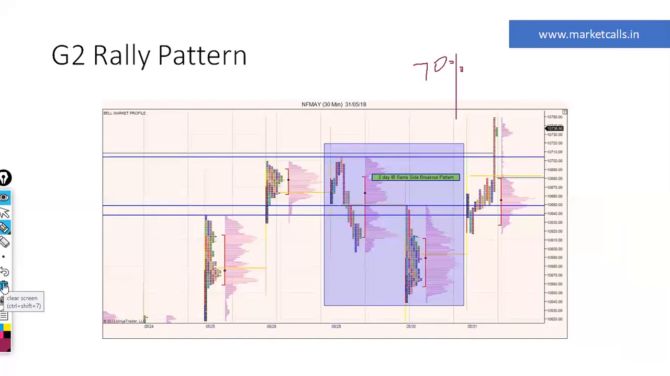Same applicable for G3 also. Most of the G3 pattern, a valid G3 pattern, tends to clear in the first day itself. Very rarely, if the length of the G3 is very long and markets are mean reverting back, usually it takes 2 days to go and clear that price action.